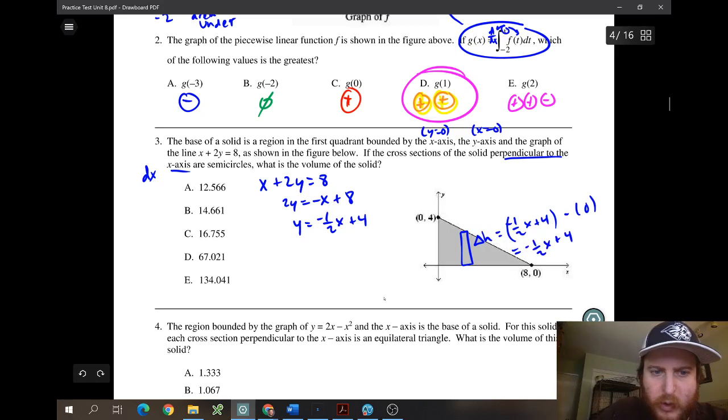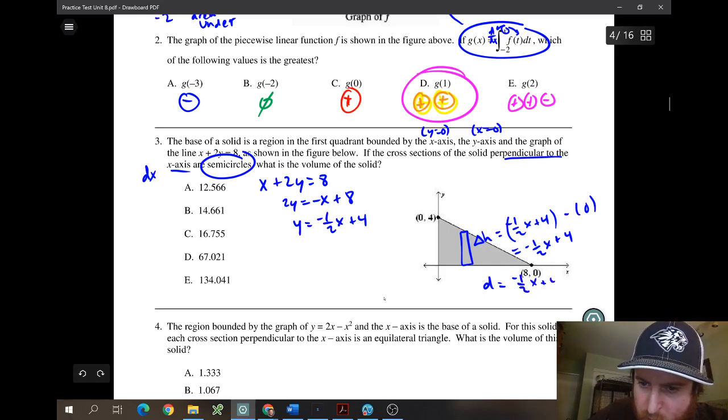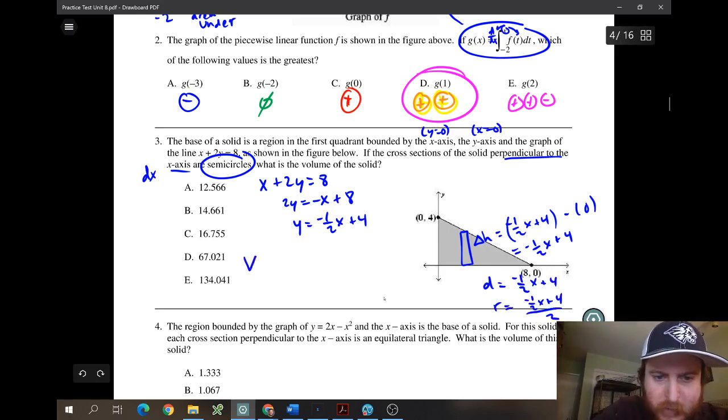So this, though, when they're semicircles, that delta h is the diameter. So the diameter is negative 1/2 x plus 4. That means the radius is negative 1/2 x plus 4 all over 2. So the volume is going to be the integral. Now, we start off at 0, and we're going until 8. So the integral from 0 to 8, right, are x values.